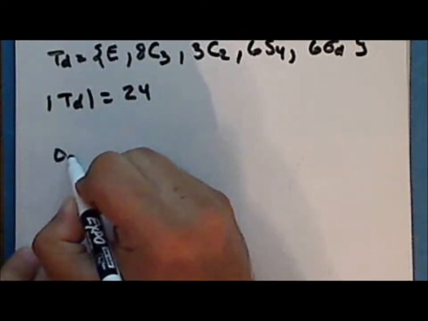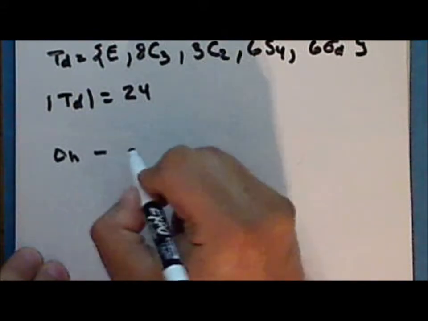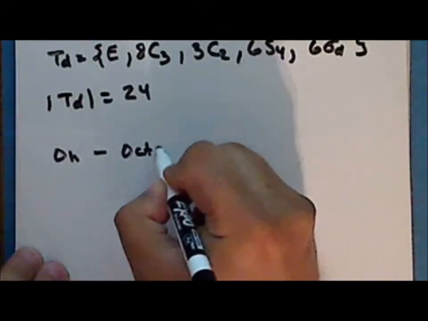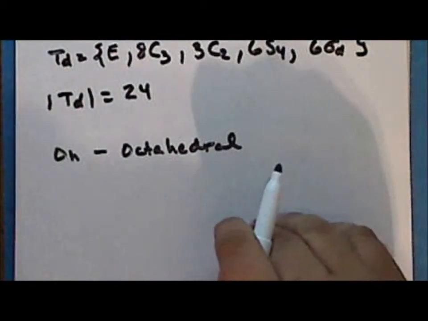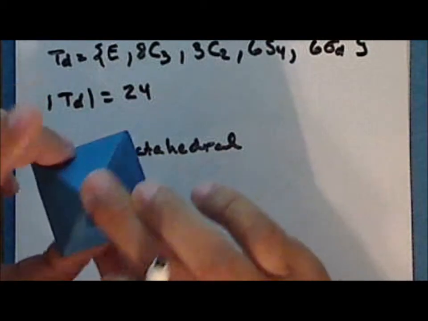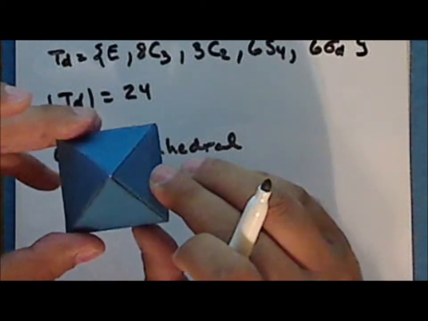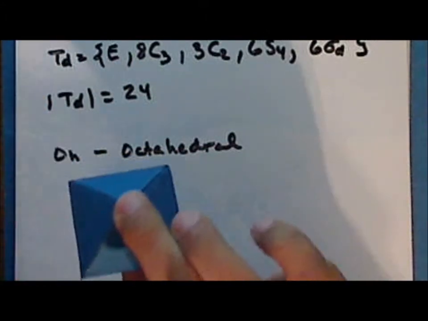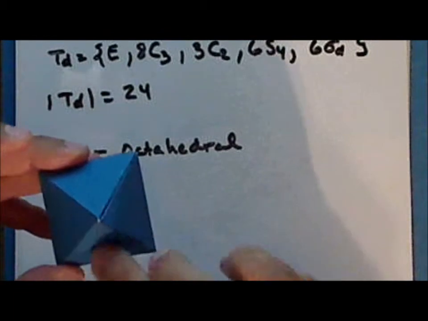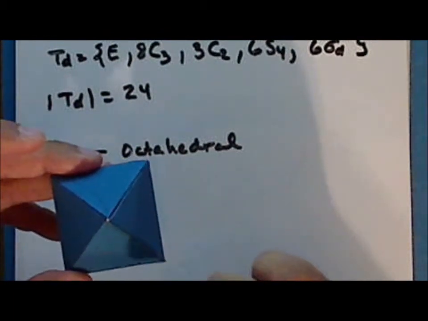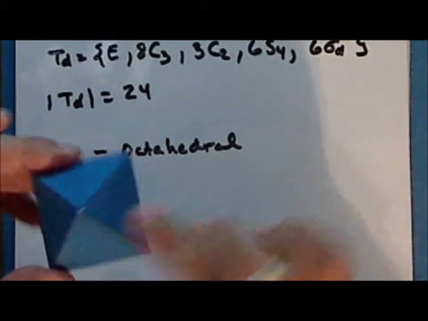Now the group that is denoted O sub h is the octahedral point group. Now an octahedron has 8 faces, each of which is an equilateral triangle, and 6 vertices, with 4 faces meeting at each vertex. And an octahedron has 12 edges.